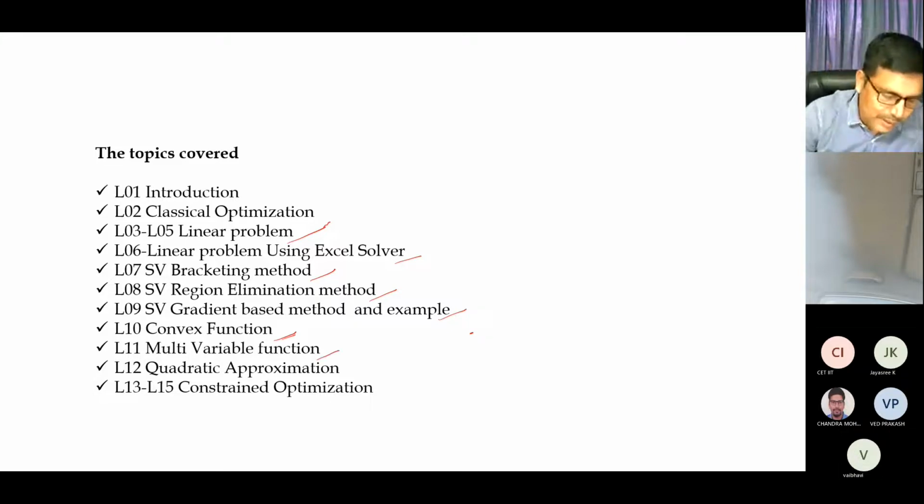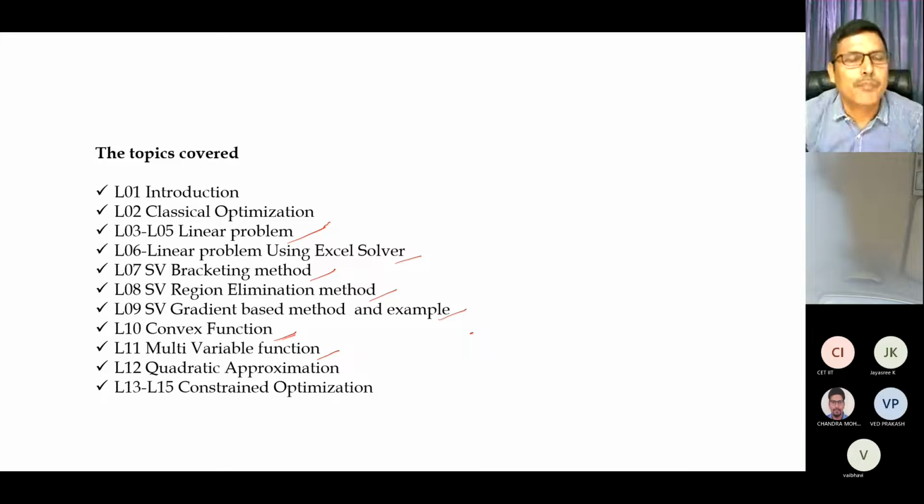And then I have discussed how you can find the optimal solution of a multivariable function. The region elimination technique or bracketing algorithm we have discussed, you can apply for a single variable function. But in the case of a multivariable function, how will you get the direction? Based on that direction, you are doing a line search, applying whatever method you learned under region elimination or bracketing algorithm. So basically, you are finding the direction.